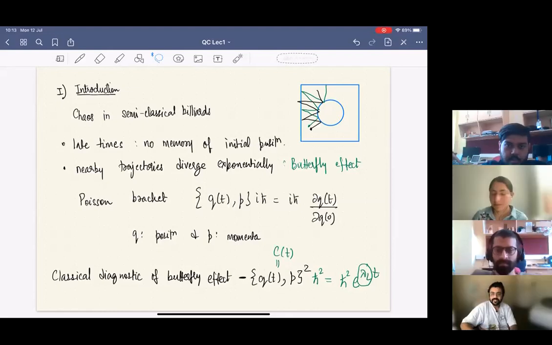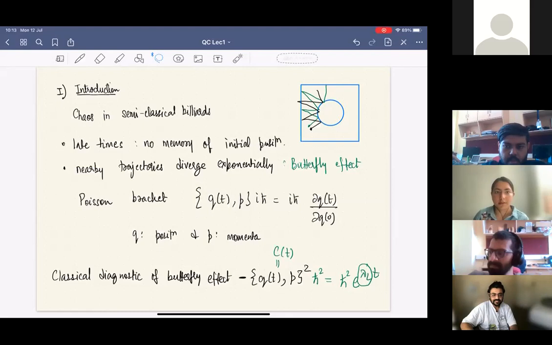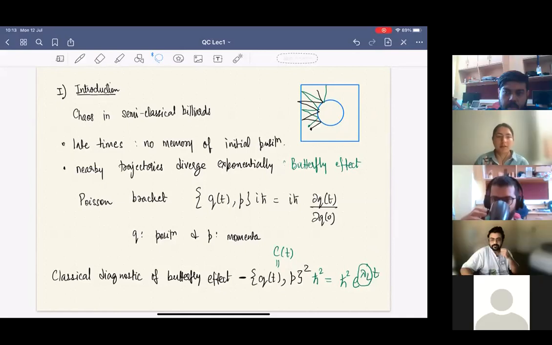Anish also has a question. Anish, please. Yeah, so one thing that I didn't understand is how exactly is this a semi-classical system? I think it also ties in with what Madhu was asking, if someone is not able to see the semi-classical nature.